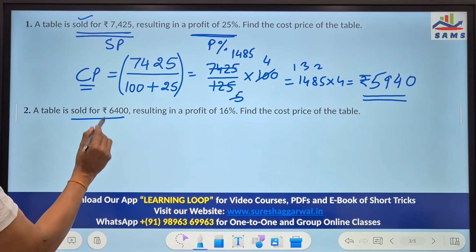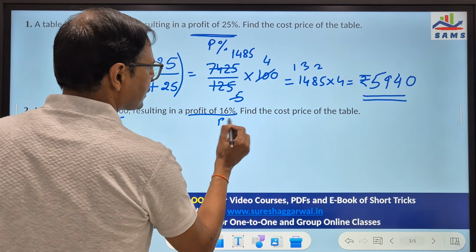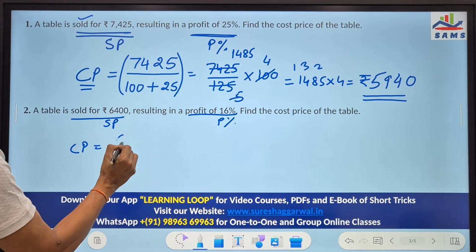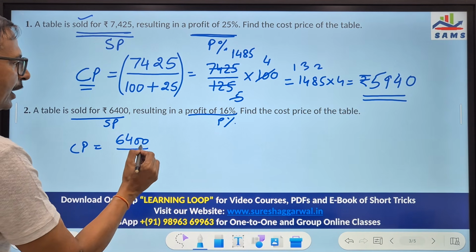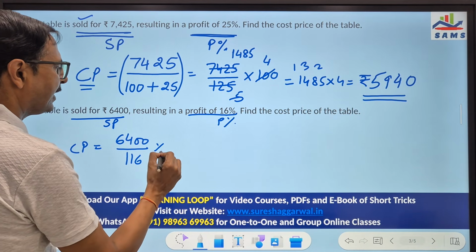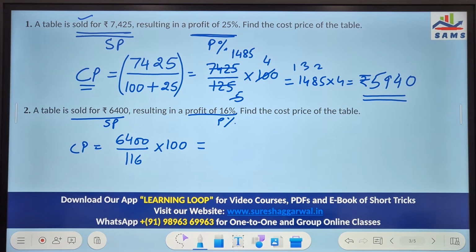Sold for this, so this is SP, and profit of 16%, so this is profit percent. So cost price will be 6400 upon 100 plus 16, so 116, and multiply that by 100 to get to the answer. Now this is all about calculation, so I don't think there should be any problem in solving this.